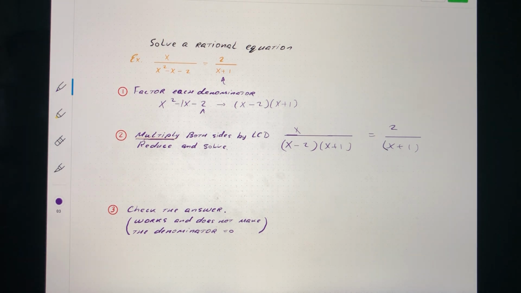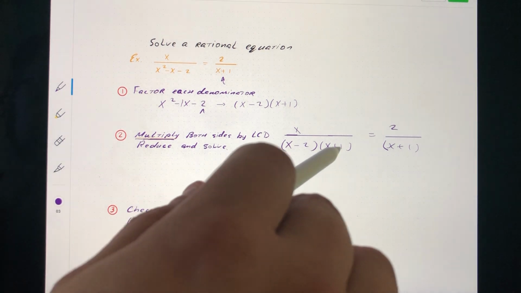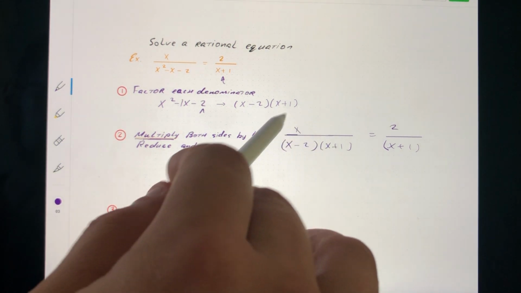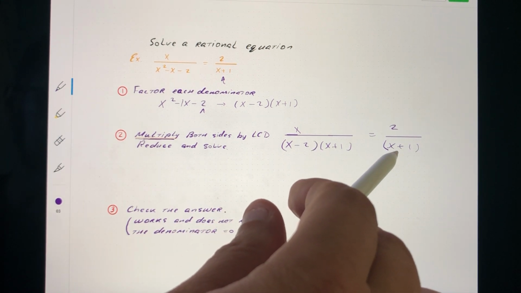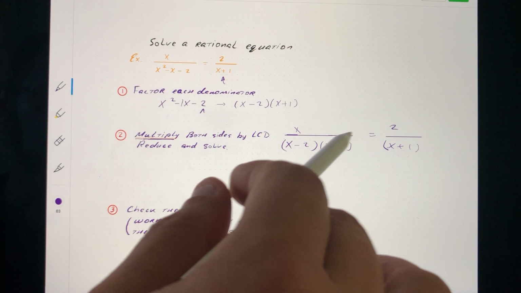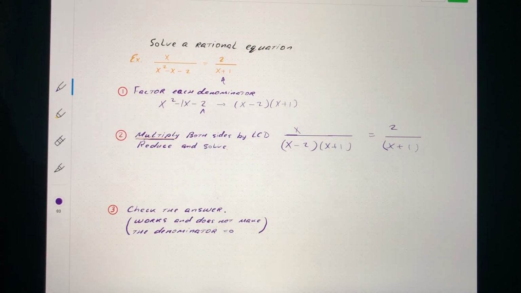For the LCD, we take each factor the most times it shows up, because we have to have all the factors present. If some factor shows up more than once anywhere, we have to include it that many times. The factor x plus 1 shows up once on the left and once on the right. The most it shows up is once, so for the LCD we will need x plus 1 once.